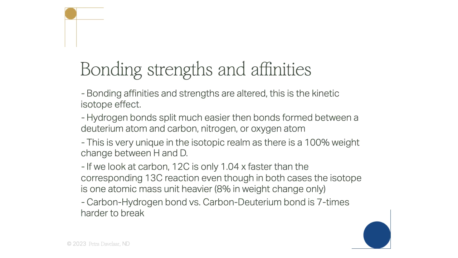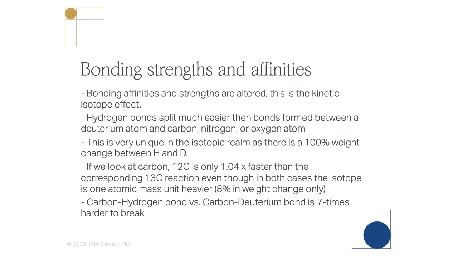Hydrogen bonds split much easier than bonds formed between a deuterium atom and carbon, or nitrogen, or oxygen. This is very unique in the isotopic realm, as there is a 100% weight change between hydrogen and deuterium. If we look at carbon, 12C is only 1.04 times faster than the corresponding 13C reaction, even though in both cases the isotope is 1 atomic mass unit heavier. But there's only an 8% weight change between carbon 12 and carbon 13.